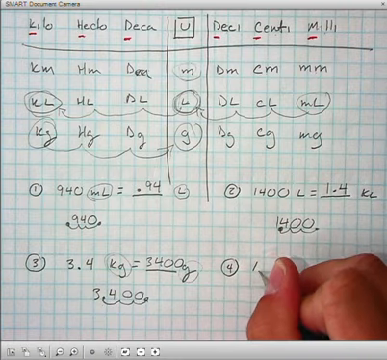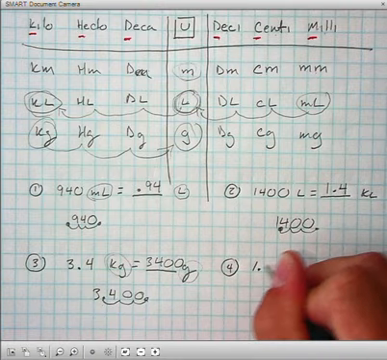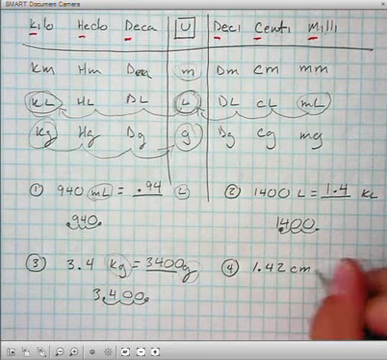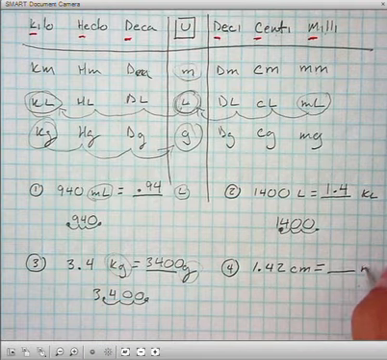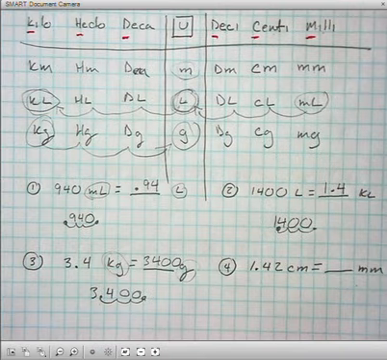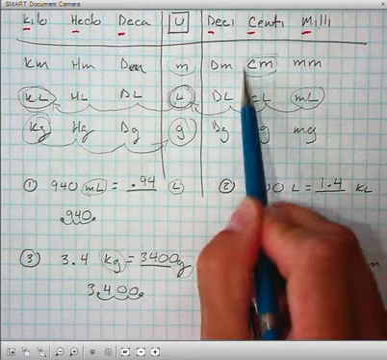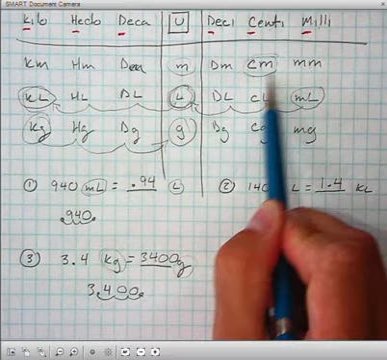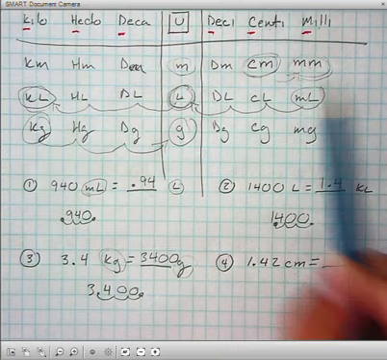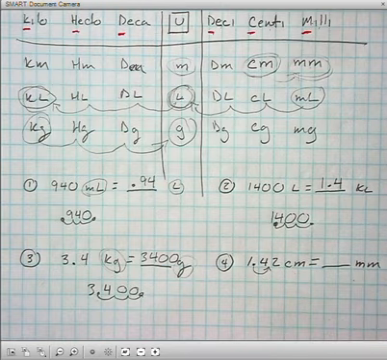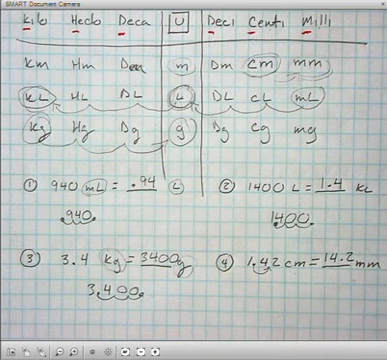Let's do one more example. I've got, let's say, 1.42 centimeters, and I want to convert that to millimeters. Start with my centimeters, which is here. Move to my millimeters, which is here. So I move one place to the right. I take my decimal and move it one place to the right, so now it's in between the 4 and the 2, which means I'll have 14.2 millimeters.